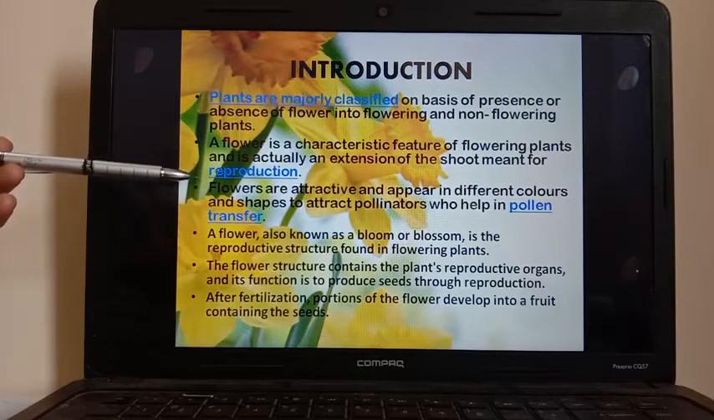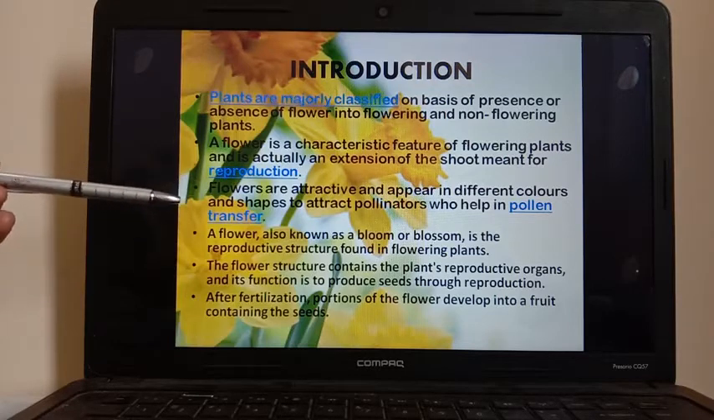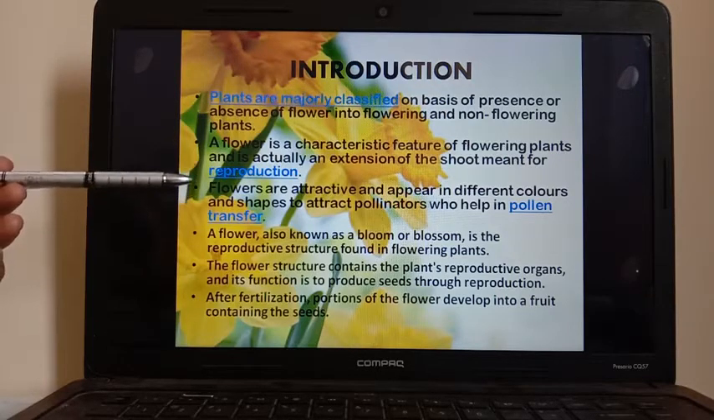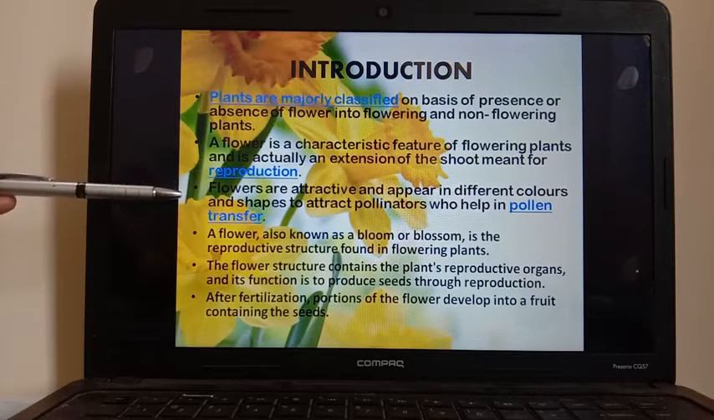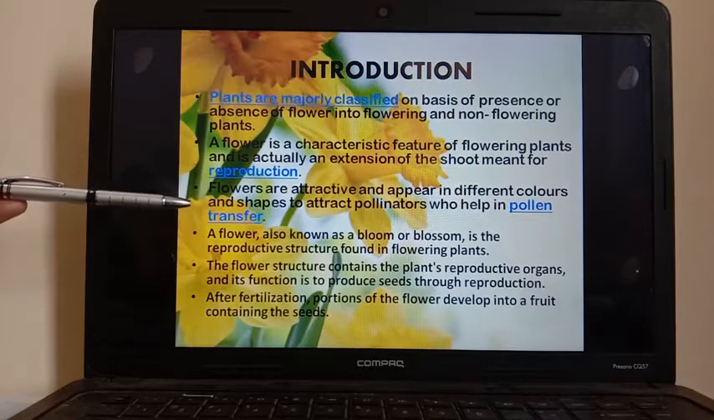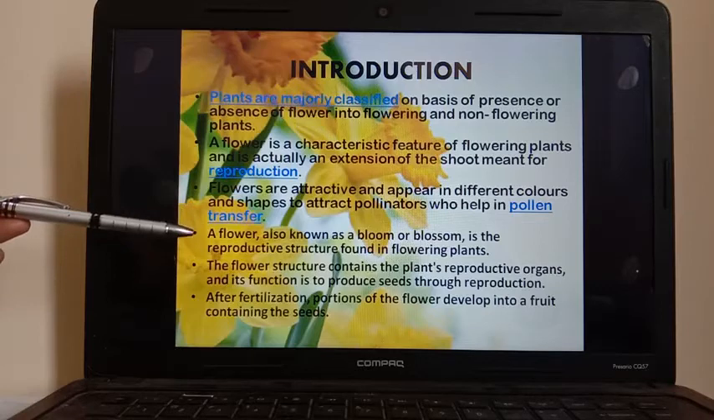Flowers are attractive and appear in different colors and shapes to attract pollinators who help in pollen transfer. Pollinators are the organisms which can transfer the pollen grains from one flower to another flower, which is essential for forming the fruits and seeds, or the fertilization.